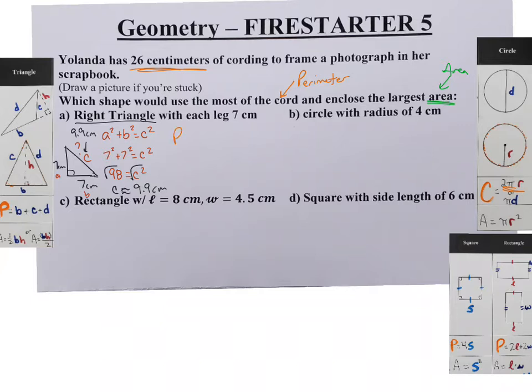So my perimeter is going to be 7 plus 7 centimeters. It's this one. Plus my third one.